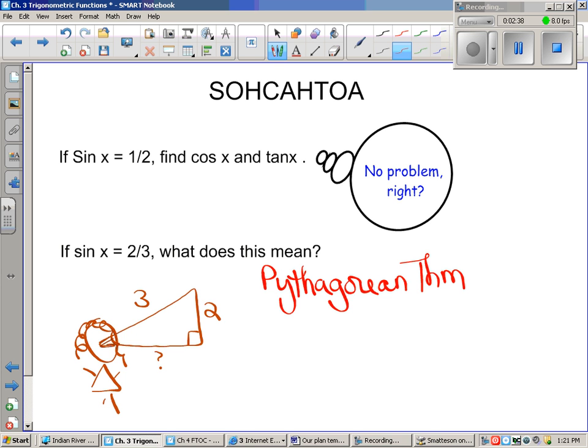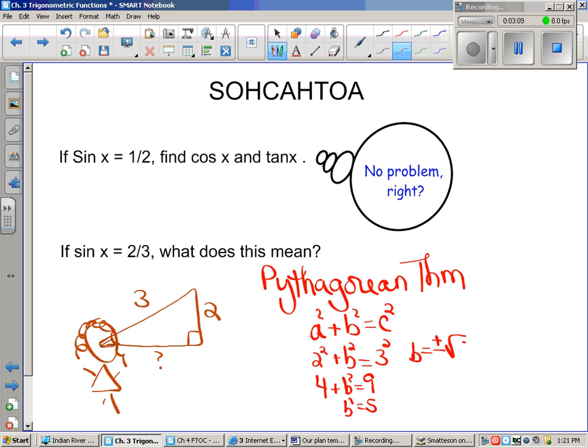And the Pythagorean theorem is a squared plus b squared equals c squared. So if I know that 2 would be a, what's the 3? Is that b or is that c? And then hopefully you all remember that the hypotenuse has to be c. And so the 3 has to go in that spot with the c. So we have 4 plus b squared equals 9. So I have b squared equals 5. So I get b equals, and yes, plus or minus the square root of 5.